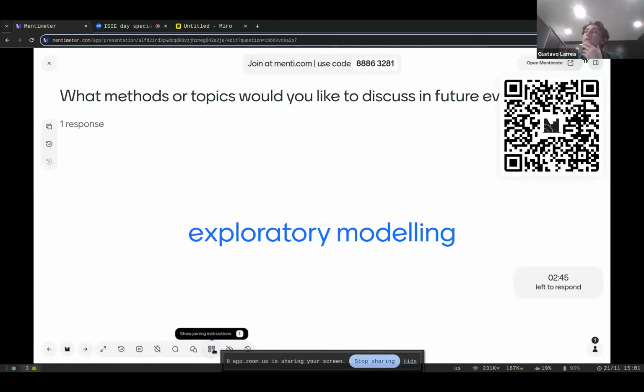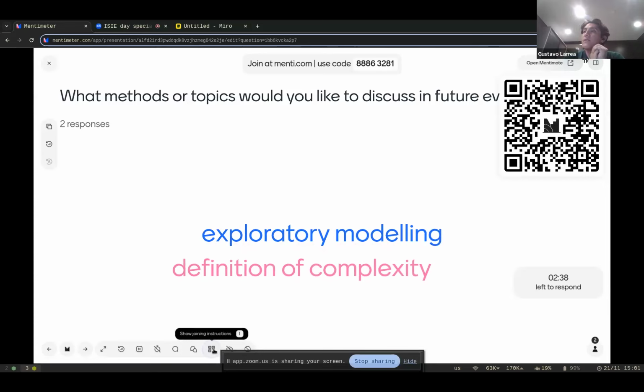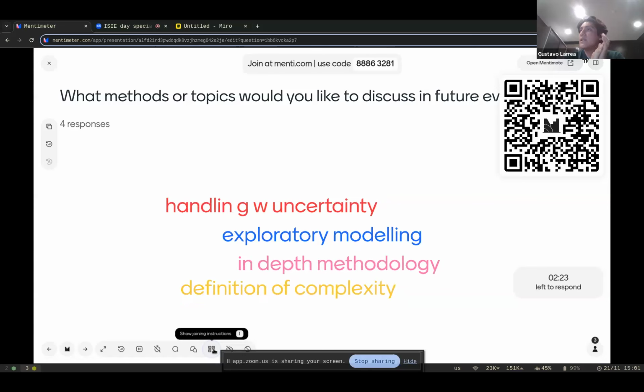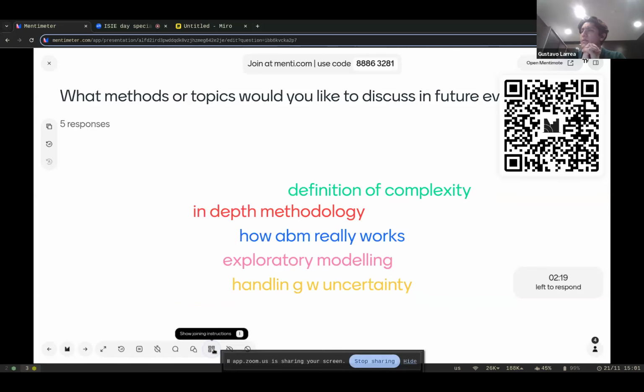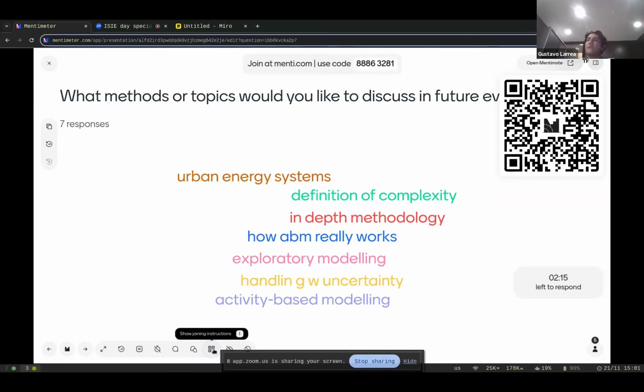Exploratory modeling. Okay. Exploratory definition of complexity. That has to do with theory. Yeah, it's very important. And it's important to mention that it's not only an issue of industrial ecology and ABM. It's an issue of different scientific fields, how to define what is complex and what is complicated. Handling uncertainty, very important in our field, of course. How ABM really works, that's very interesting.